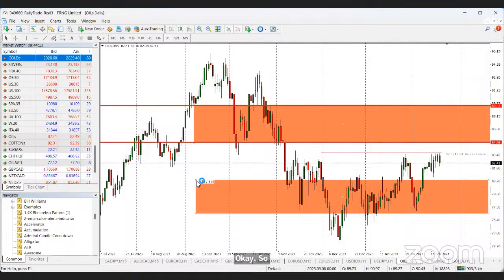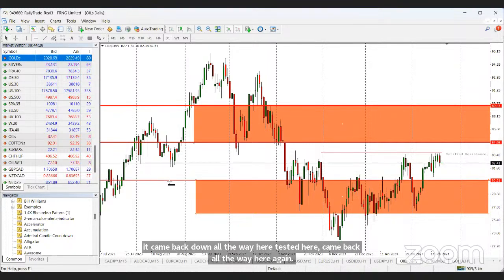So once price is able to go past this noise here and enters this region, we can see that most times the last time price broke, tested this point, it came back down all the way here. Tested here, came back all the way here again. So for myself, for my swing traders, let's go in.